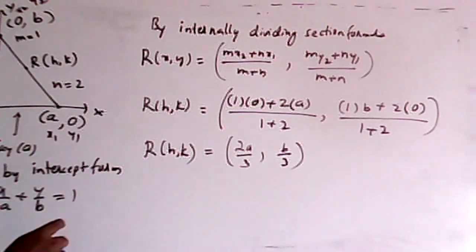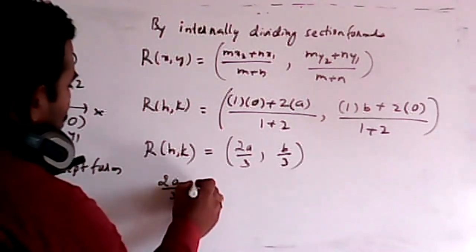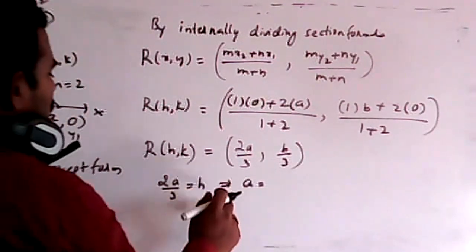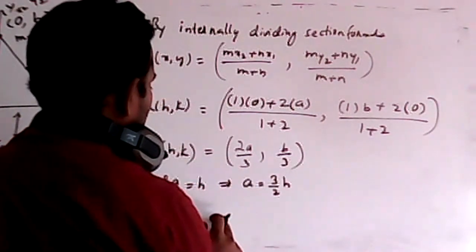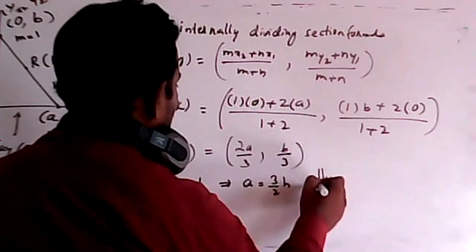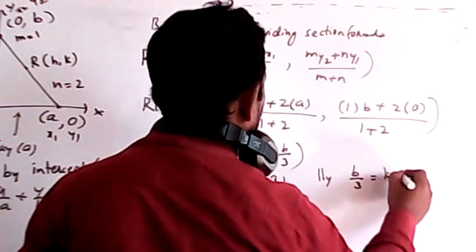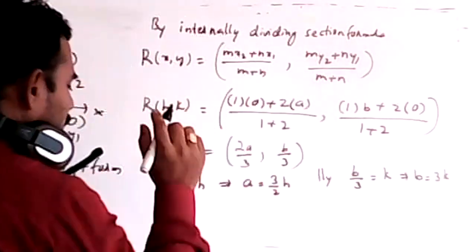Now I want the value of a, because up to here a is unknown. Therefore 2a by 3 is equal to h. This implies a is equal to 3 by 2 into h. Similarly, b by 3 is equal to k. I want only b, so b is equal to 3k.